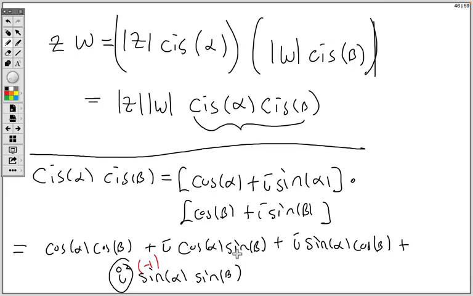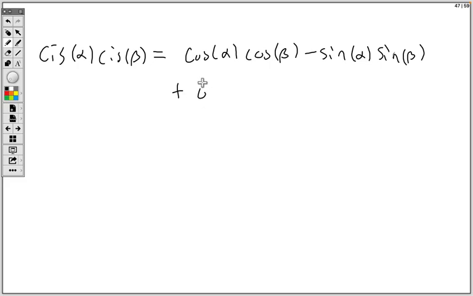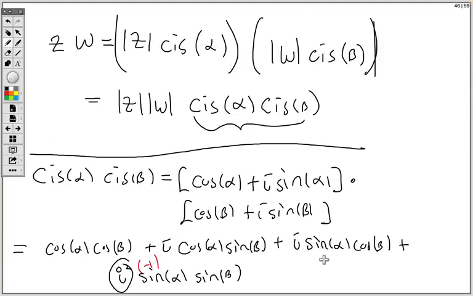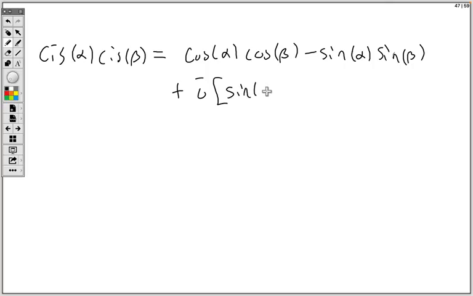And these last two terms have i in there. I'll factor it out, plus i times, and look what I get. I'll write this one first. I've got the sine alpha cosine beta and cosine alpha sine beta. Hopefully these ring a bell.